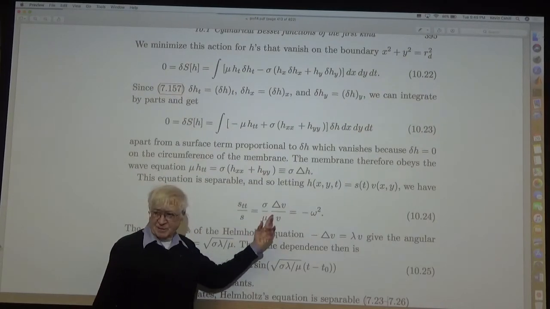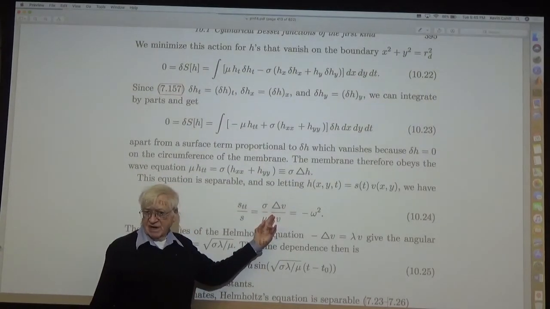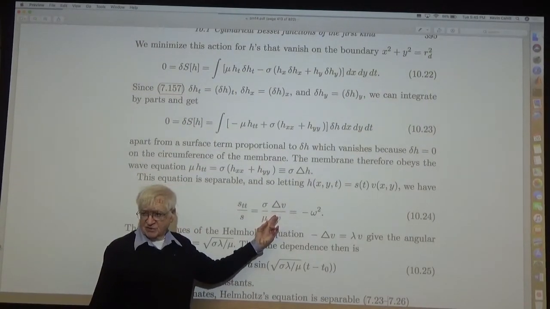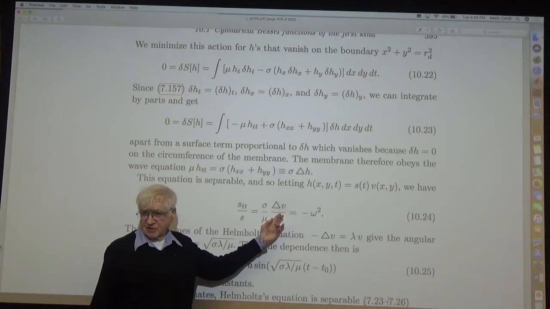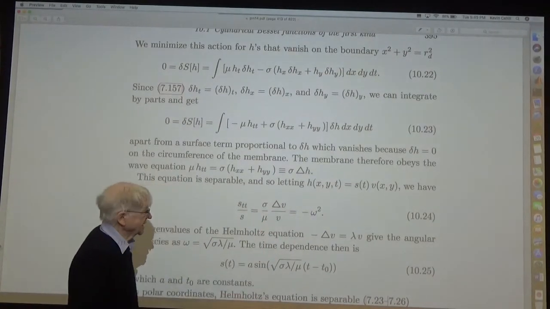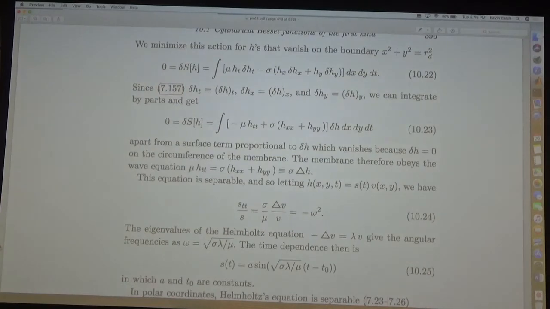So both of them have to be constants, because you can't have a non-trivial function of t equal to a non-trivial function of x and y. And so you call that minus omega squared. And then the eigenvalues of this Helmholtz equation give you the angular frequencies. And you then write the time dependence like that.